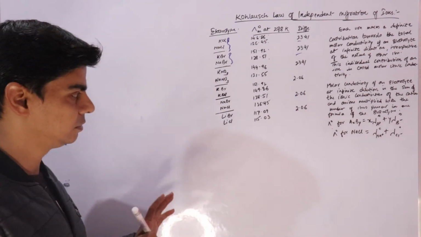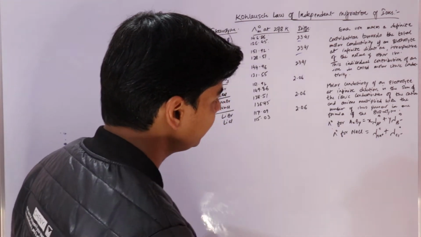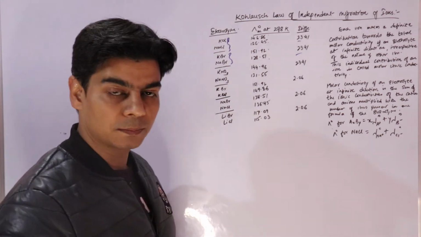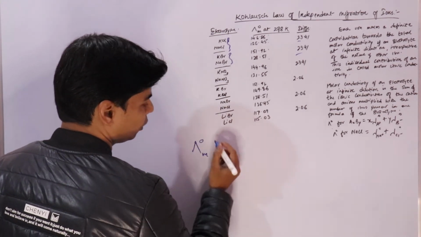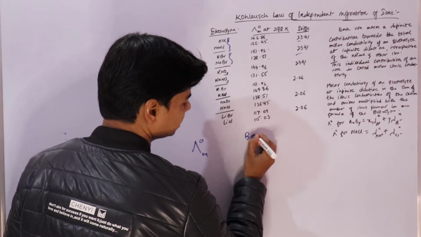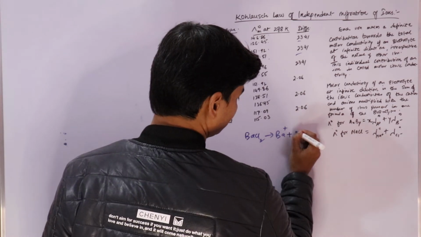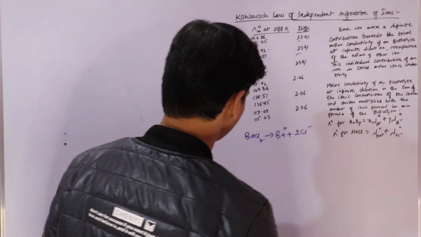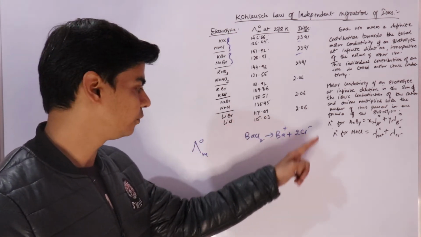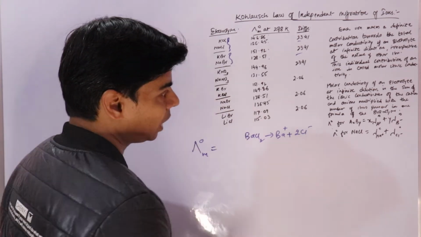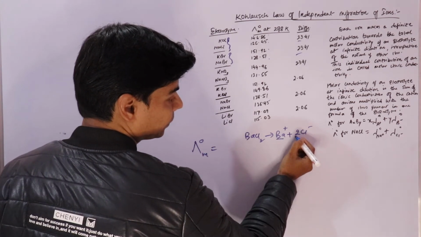If I want to explain what it means, taking an example, Kohlrausch said that the molar conductivity at infinite dilution of an electrolyte, let's take BaCl2, barium chloride. When you add it to water, it will form one barium ion and two chloride ions. So as per Kohlrausch's law, the molar conductivity at infinite dilution of barium chloride would be equal to the sum of ionic conductivities of cations and anions.